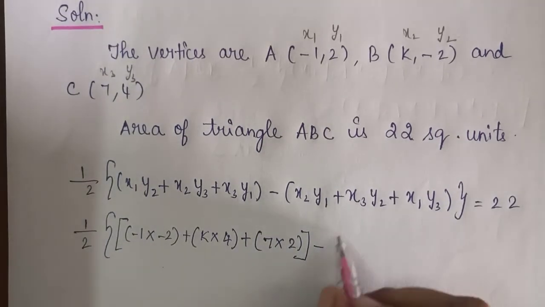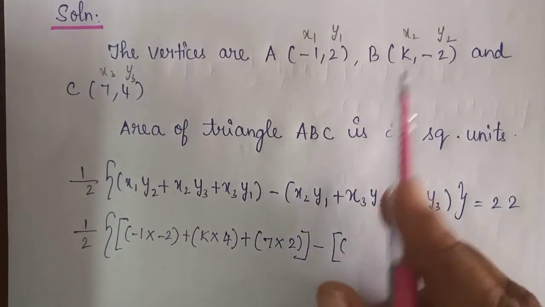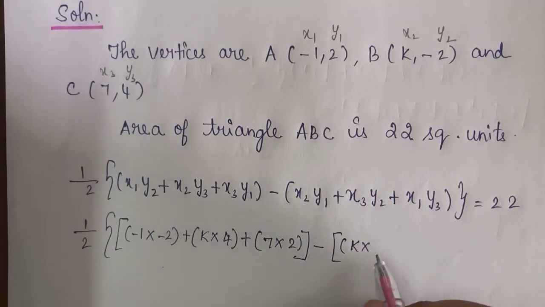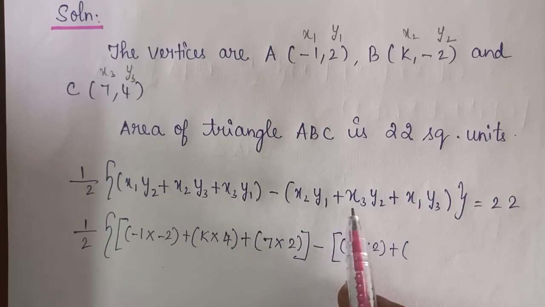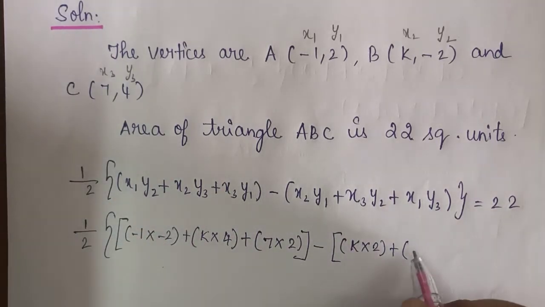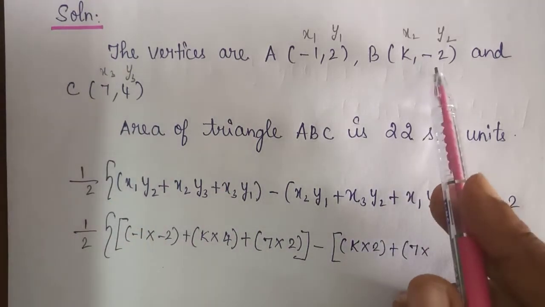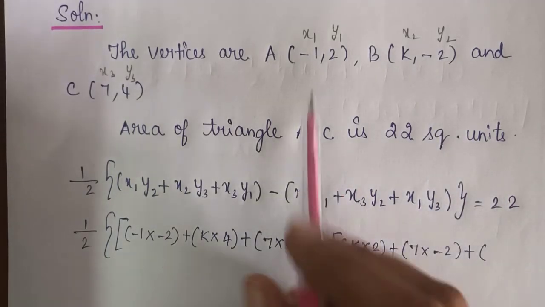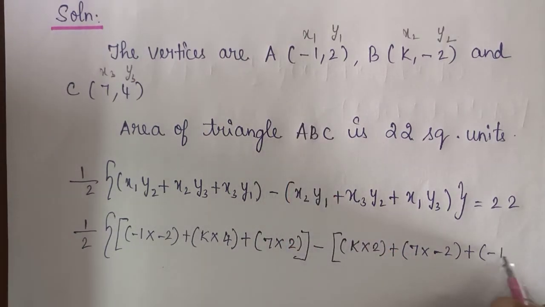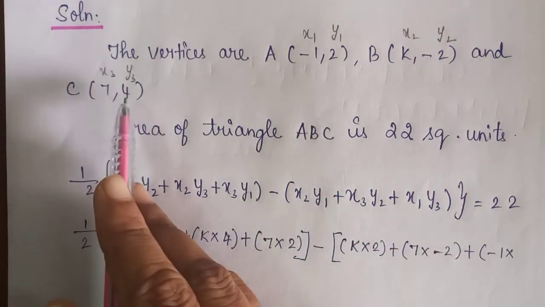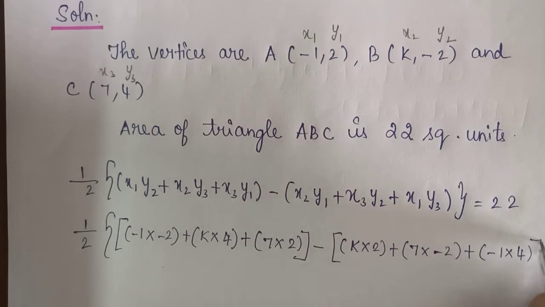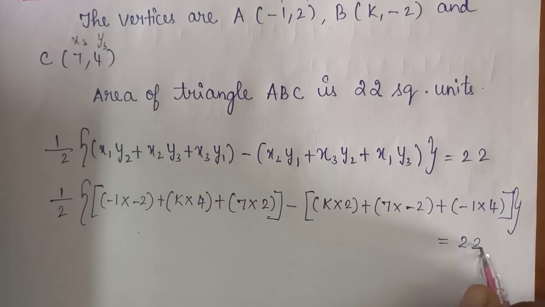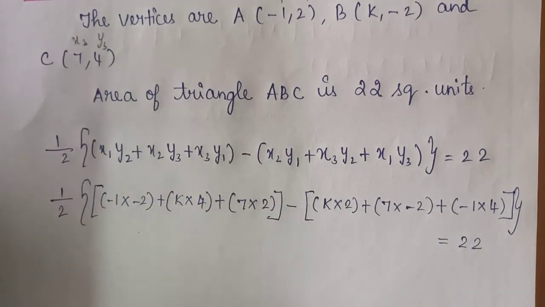minus x2 value is k into y1 is 2, plus x3 value is 7 into y2 value is minus 2, plus x1 value is minus 1 into y3 value is 4, which is equal to 22. I don't have enough space, so I write it down.